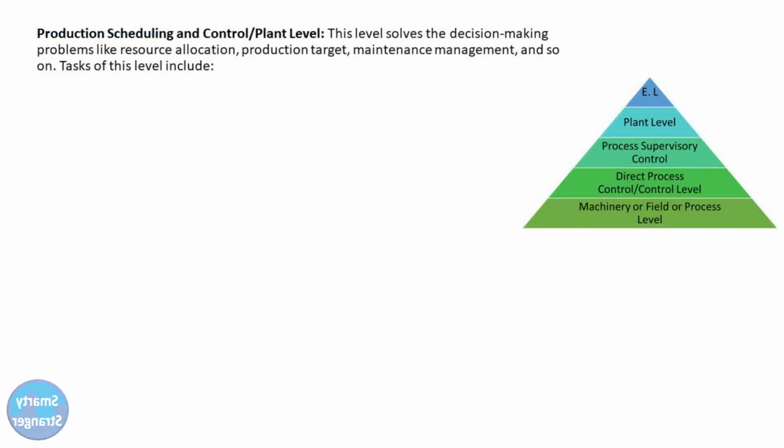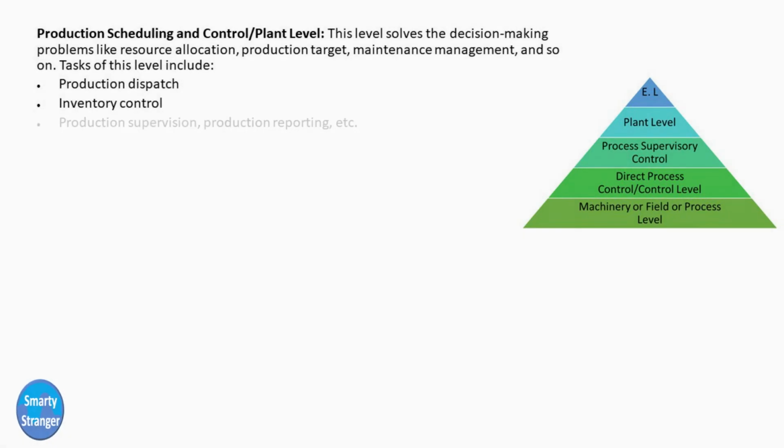Production scheduling and control/plant level. This level solves the decision-making problems like resource allocation, production target, maintenance management, and so on. Tasks of this level include production dispatch, inventory control, production supervision, production reporting, etc.